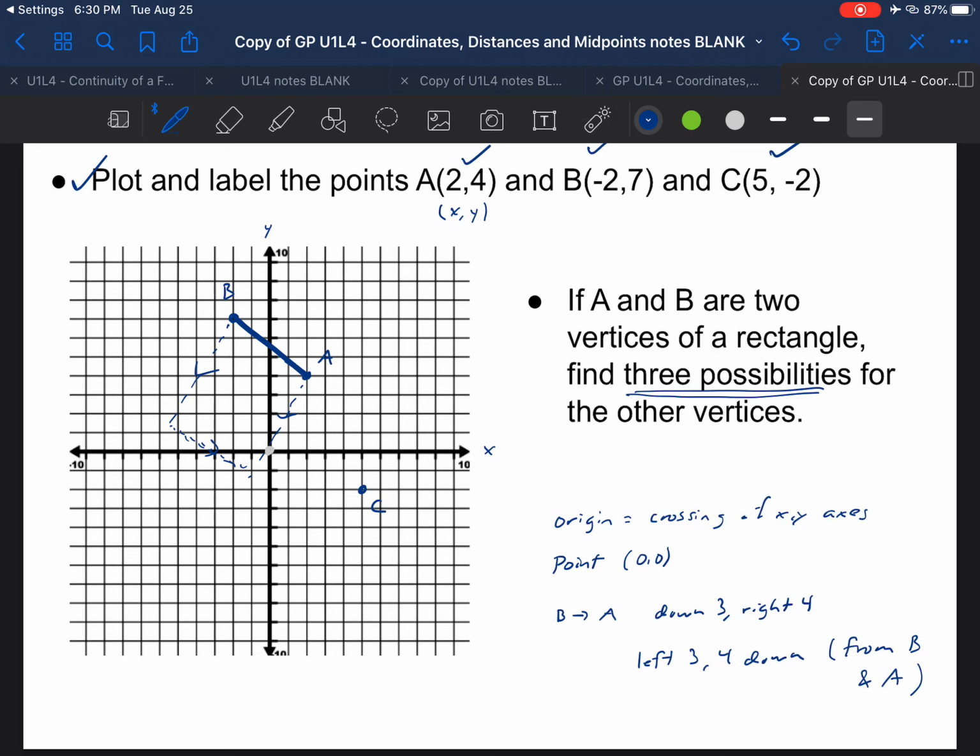Let me clean this up a little bit. Get rid of these guidelines and actually do. Whoops! Didn't want to do that. I got rid of the origin.